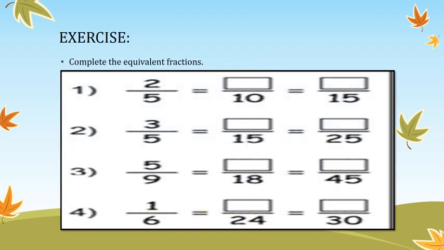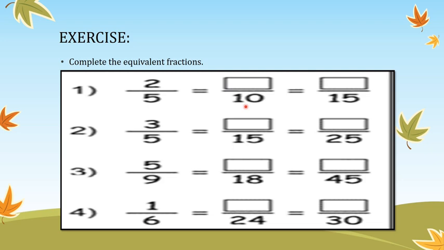Let's solve one exercise. Complete the equivalent fraction. Now we learned that to find an equivalent fraction, we need to multiply or divide the numerator and denominator by the same number except 0 and 1. Now here the denominators are given but the numerators are missing. So to find the missing numerators, and to make them equivalent at the same time, we have to find out how many times of 5 the denominator 10 for the second fraction has come.